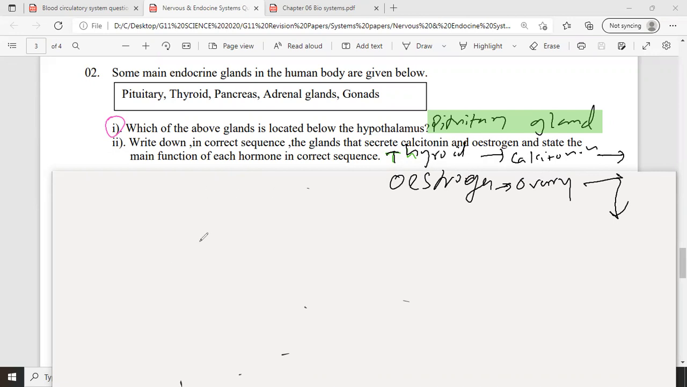Who can give me the answer for this one? Any volunteers? What is the role of estrogen secreted by the ovaries? Control of the secondary sex characteristics of females. Anyone else? Yeah, very good. Control the secondary sex characteristics of females. Correct.